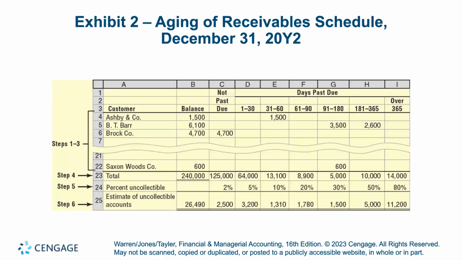All right, so here's an example. You can see what they do is they have all the money owed to them, and then they put it into categories of how many days past due it is. And then what they're showing you here is there's a bunch of other companies listed too. But to give you an idea, this Brock company is not past due, so it's still within its regular due date. But the BT Bar company has an amount that's between 4 and 6 months old, and another amount that's between 6 months and a year old. And then Ashby and Company is 31 to 60.